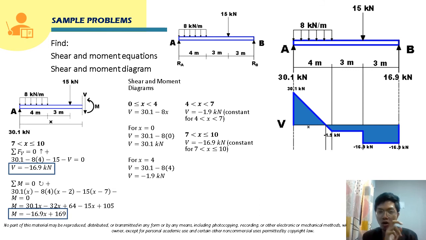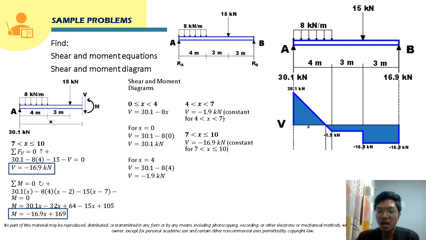Now, for the third segment, class, the shear at x equal to 7, which is at this same point, is negative 16.9. So at x equal to 7, negative 16.9 is somewhere here. And then this is constant up to x equal to 10. So this will be constant. So at this point, this is negative 16.9 also.